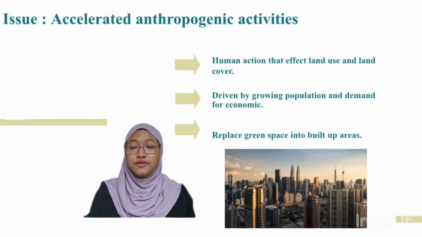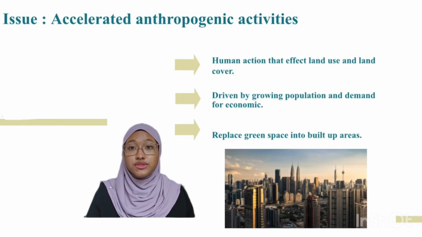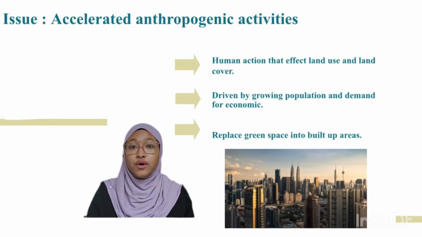I will explain an issue related to land use, which is accelerated anthropogenic activities. Accelerated anthropogenic activities refer to intensified human actions that drastically change land use and land cover, especially in rapidly urbanizing areas, for example, like Kuala Lumpur. These accelerated activities are driven by a growing population and the demand for economic development. To cater to these needs, vast green spaces are replaced with built-up areas like residential, commercial, and industrial zones.